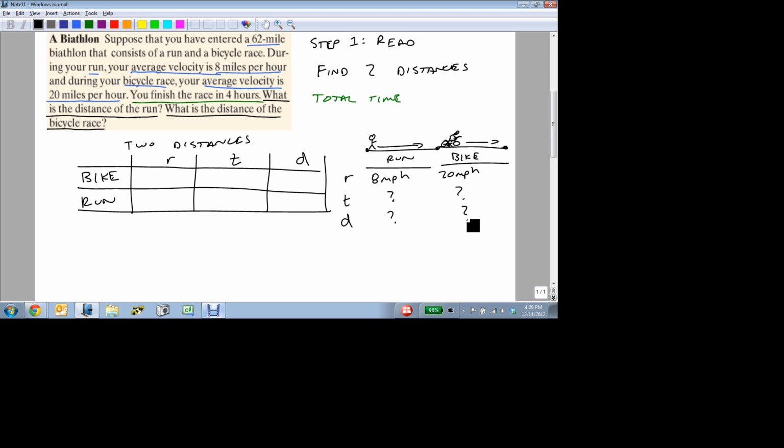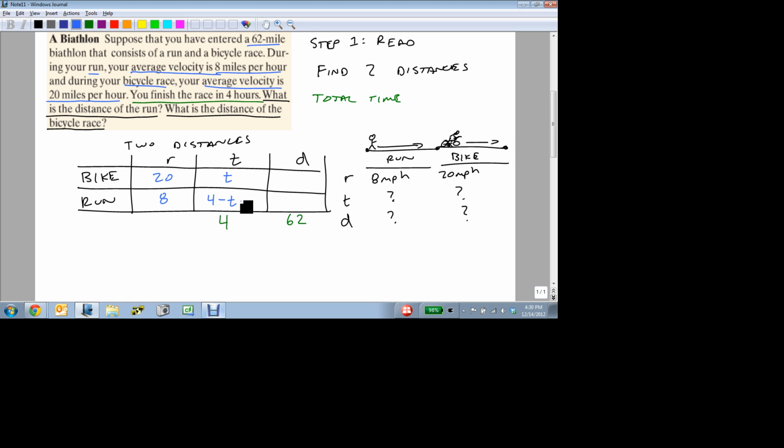But we do know the totals. So we can put our 8 in for our rate, and we can put 20, whoops, I've got those backwards. Make sure you line them up right. 20 for the bike, 8 for the run. We do know that we have 4 hours total time, and we do know we have 62 miles total distance. So we're going to pick one of these, and I'm going to let this one be my t. And so if we ride our bike for t of the 4 hours, then everything else goes here, so it's 4 minus t for the run.